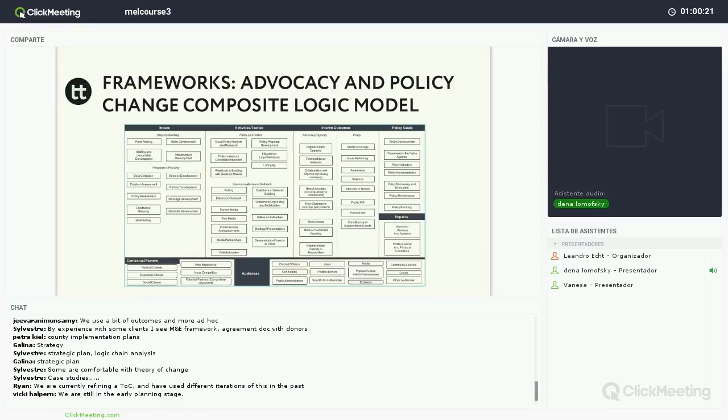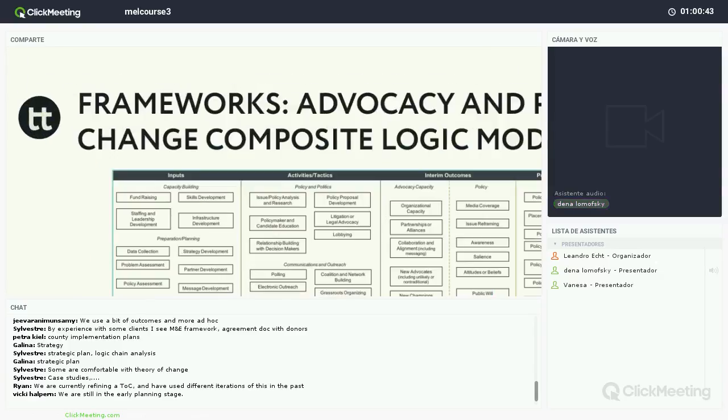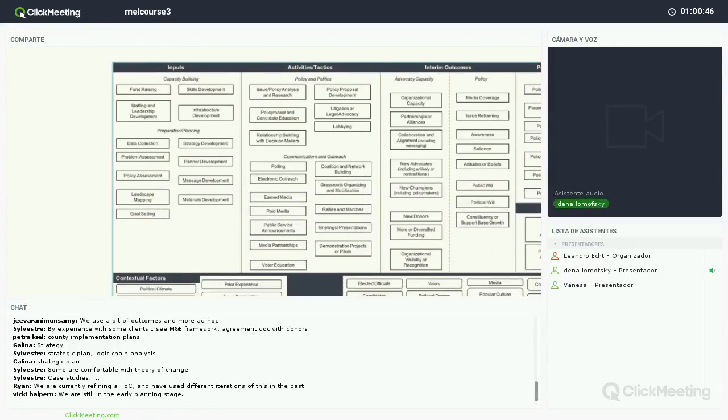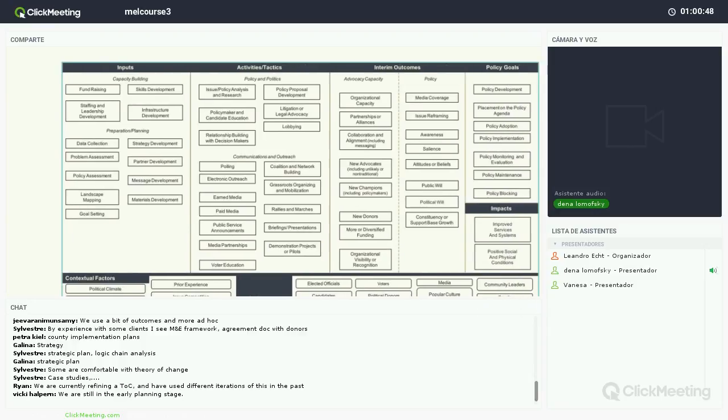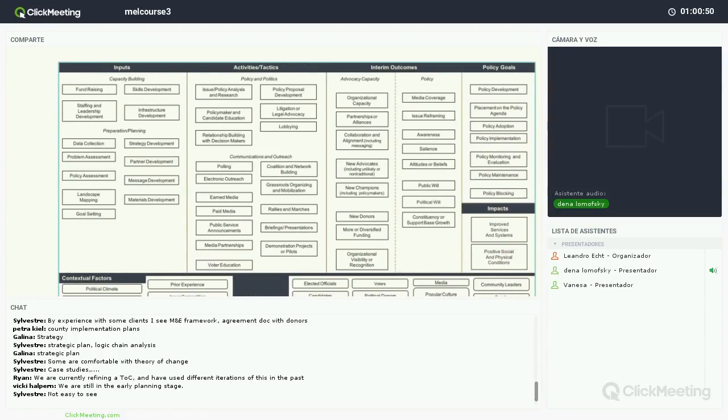This is another one. This is the advocacy and policy change composite logic model. Someone developed it, I can't remember who now, as part of their PhD, and there's quite a nice document that explains how to use it. But let me just go in to show you here. What I quite like about this is you can plot your own organization into it. A bit bigger. It shows you the kinds of inputs that you may achieve.